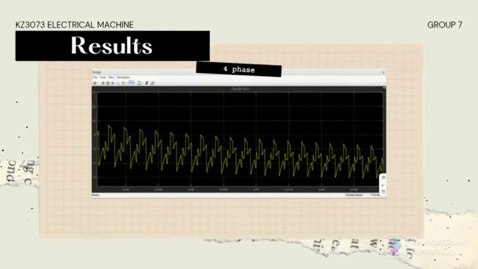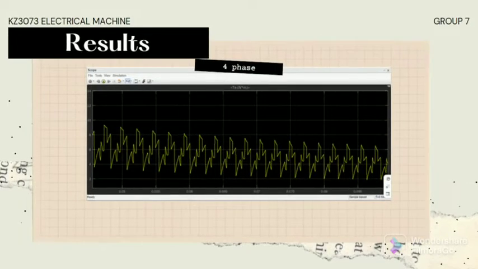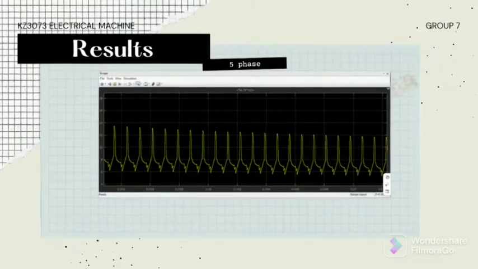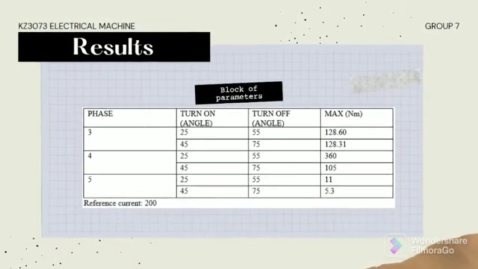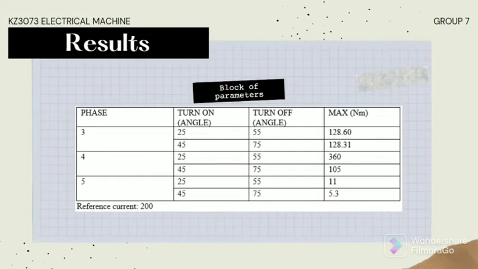The slide shows the torque ripple result for the 3 phase switch reluctance motor. Next is the 4 phase switch reluctance motor. And the last one shows the ripple torque for the 5 phase switch reluctance motor. The table shows the maximum torque when the turn on and turn off angle change for every phase.